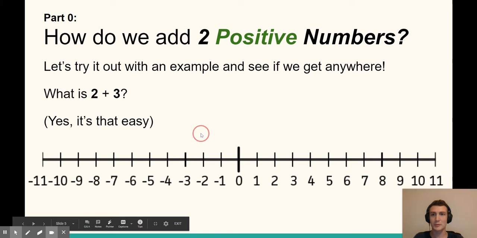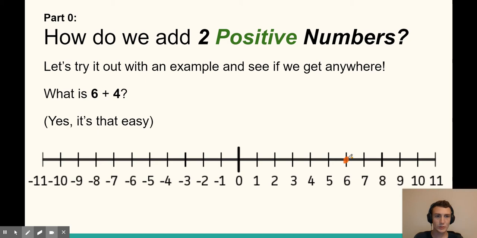6 plus 4, same deal. Ready? Start at 6. We start at 6, and then we're going to go over. It's positive, so we're going to go over 4. 1, 2, 3, 4, and our final answer in red is 10, right? We chose our number 6. We know we're adding, so it's plus, and then we know we're adding 4, so it's to the right 4. That's it. Let's do the next one.